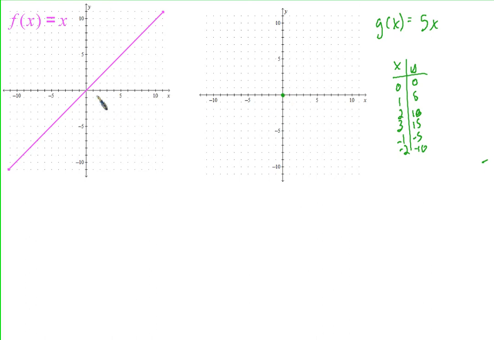All right, so 0, 0. Oh, that's a similarity with the parent function. It goes through the origin. So that's something to notice. Okay, so x is 1, y is 5.